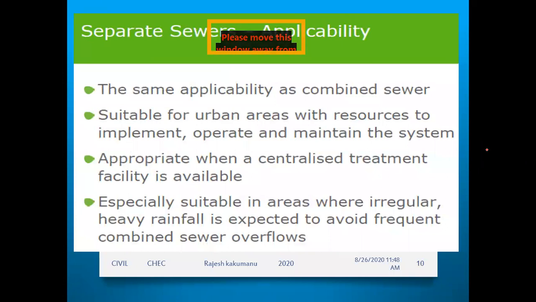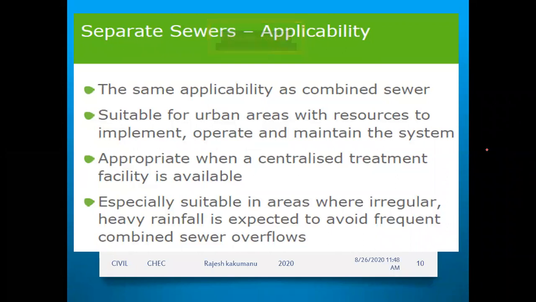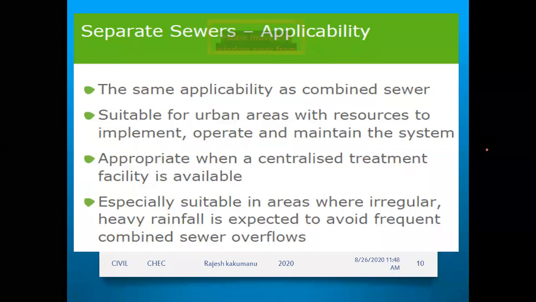Next, what about the applicability? The same applicability can be used as in the case of the sewer system also. The separate sewer system and the combined sewer system, both you can use in urban areas and also other industrial areas. So it is suitable for urban areas with resources to implement, operate, and maintain the system. These are suitable for both urban and industrial areas, but it depends upon the size of the area and population. Like we discussed, in quantity and estimation we have the population size and the area to be covered. We discussed all these, and keeping that in mind, applications will change.